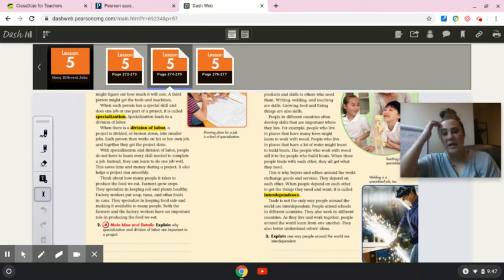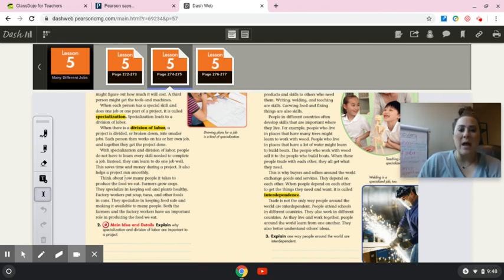So let's go back to that video. If they were actually baking cupcakes, there might be someone who specializes in the cupcake batter, while another person specializes in the frosting, and another person specializes in putting the cupcakes together and adding the sprinkles. Okay? Think about how many people it takes to produce the food we eat. Farmers grow crops, they specialize in keeping soil and plants healthy. Factory workers put soup, tuna, and other foods in cans. They specialize in keeping food safe and making it available to many people. Both the farmers and the factory workers have an important role in producing the food we eat.